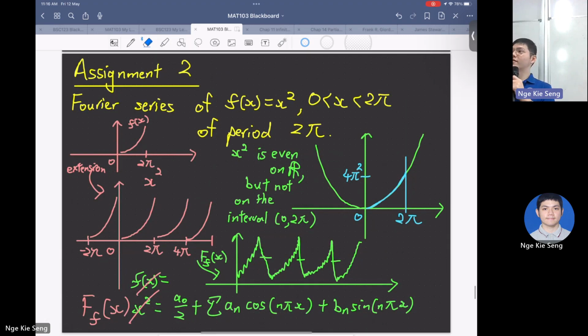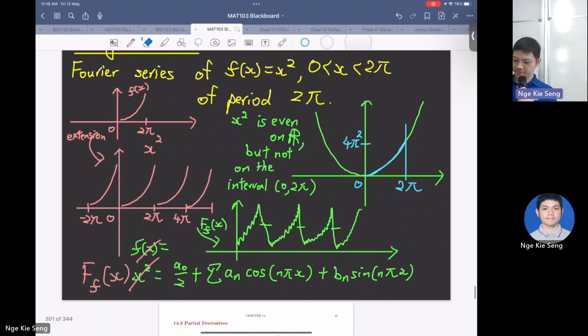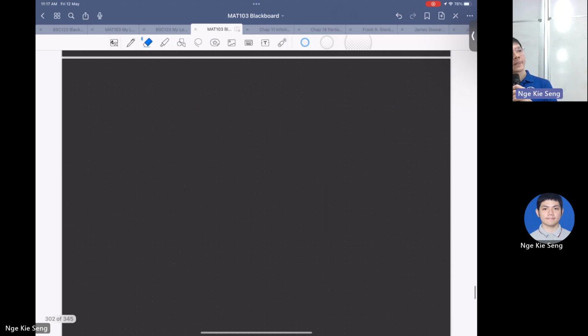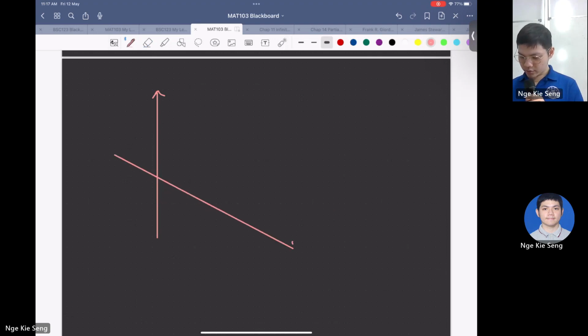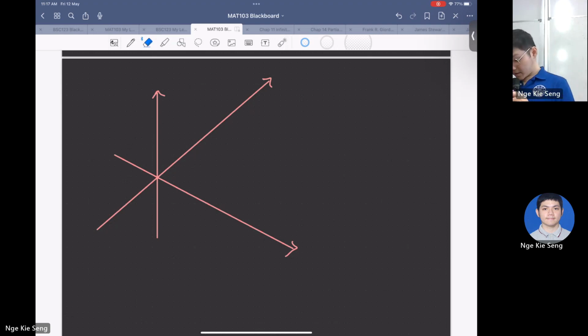So this is the business with Fourier series. Any other question? Okay, let's recall the idea of limit again. Last time we discussed continuity, the continuous function of one variable.